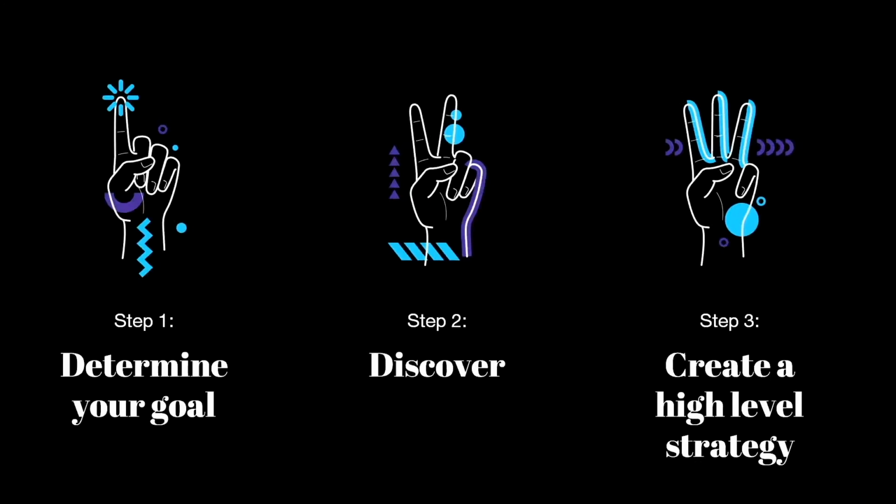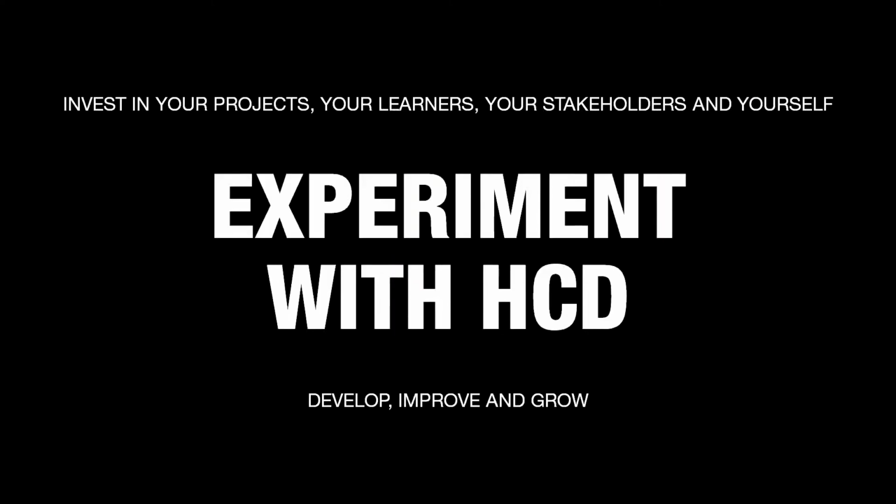Okay, so these are our 3 steps just to summarize. You'll work out your own activities as you get through your craft and you experiment. So you've got determine your goal, discover, and then create a high-level strategy. So we encourage you to experiment with human-centered design. It helps you to meet your project needs and goals. It helps you design solutions that create high return on investment through behavior change and develop solutions that make a difference to the lives of your learners and organizational objectives.